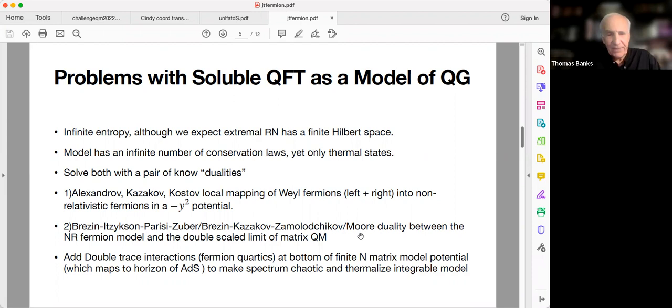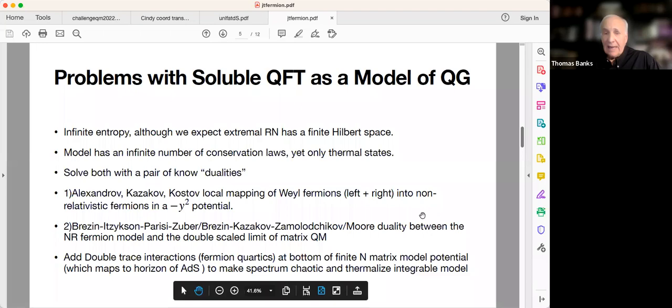This is fabulous work, done by Brezin, Itzykson, Parisi, and Zuber in the 1980s. And then it was followed up by Brezin, Kazakov, and Zamolodchikov, who studied the double-scaled limit of what Brezin, Itzykson, et al. did. And finally, my Rutgers colleague, Greg Moore, formalized this all in a very, very beautiful, rigorous description of the fermionic non-relativistic field theory in the minus y squared potential, and showed how that's related to what's called the double scaled limit of a model of matrix quantum mechanics.